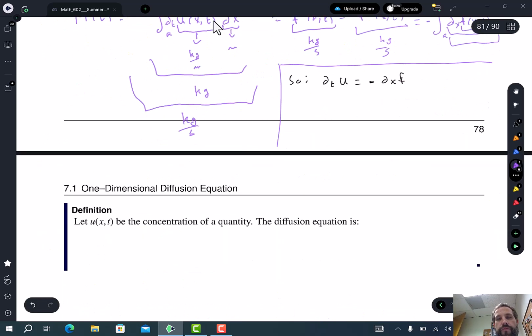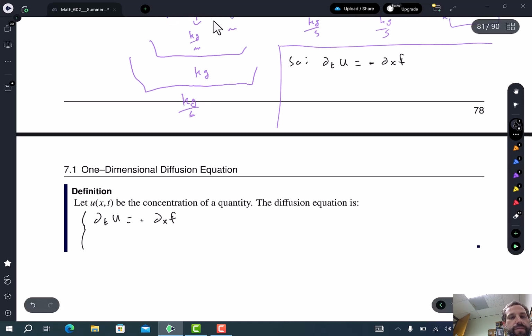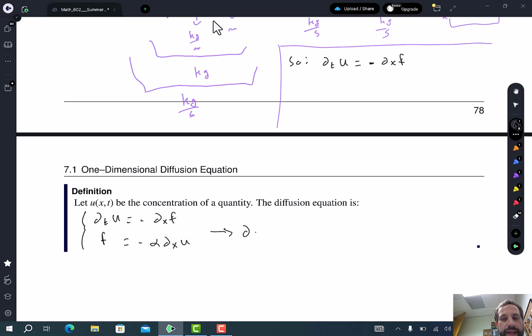And now, for the diffusion equation, I'm going to begin with the two equations that we just got. So the t derivative of u is equal to minus the x derivative of f, but I know f is equal to minus alpha times the x derivative of u. Okay, and of course I can combine these into one equation, and what I'm going to get is the t derivative of u is equal to minus the x derivative, and what is f?